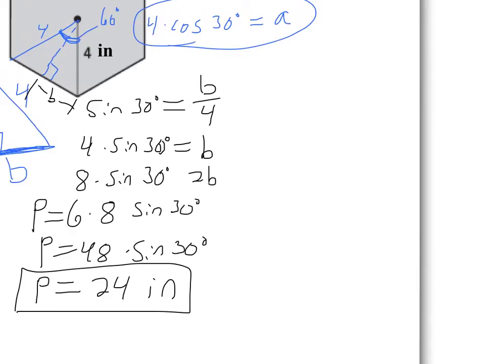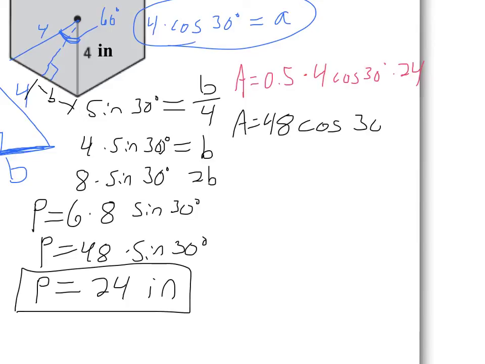Well, I already figured out the apothem. The area, excuse me. Area equals 1/2 apothem, which is 4 times cosine of 30, times the perimeter, 24. If I wanted to get as exact an answer as possible without rounding, I could multiply the 0.5, the 4, and the 24 together, and I would get 48. So I could say area is 48 cosine 30.